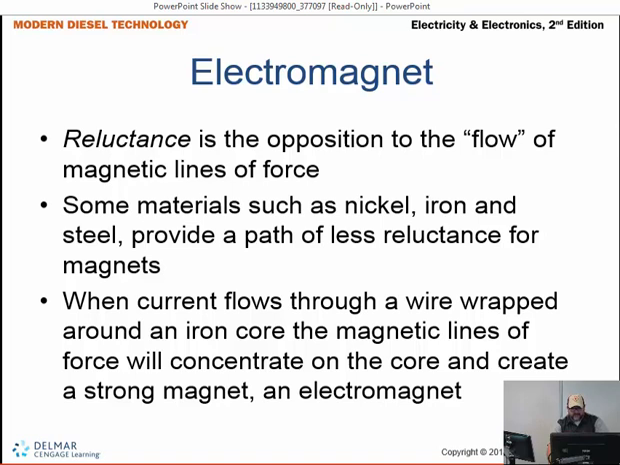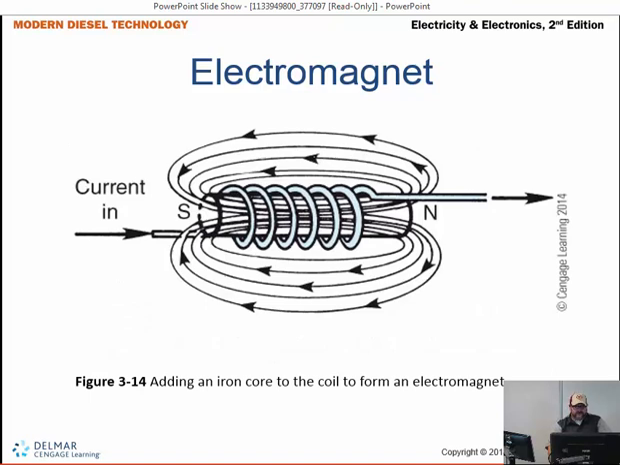When current flows through a wire wrapped around an iron core, the magnetic lines of force will concentrate in the iron core and create a strong magnet known as an electromagnet. We will build an electromagnet down in the lab, so you will get to see that. It's a pretty interesting physics lesson. Some of us have already done it, and it'll just be review for you. Some of us have never played with an electromagnet, so we'll get to play with that.